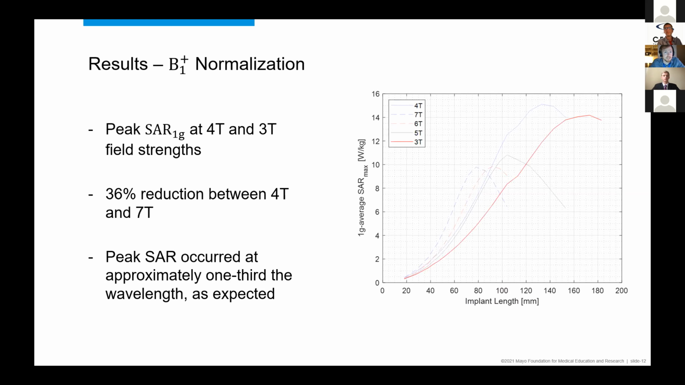And then the 3 Tesla actually had the second highest peak compared to the 4 Tesla. Next slide. So what this shows is that the 4 Tesla and 3 Tesla had the higher peak SAR values relative to the 7 Tesla, or the highest field strength that we actually used. And something else to note about the data that you see here is that this data is in the form of these curves or humps, and that's actually a resonant effect that we expected to see. And when we look at that a little bit closer, we were able to see that those resonant effects, in relation to what implant lengths they occur at, happened at approximately 1/3 of the operational wavelength of these dipole antennas. Next slide, please.